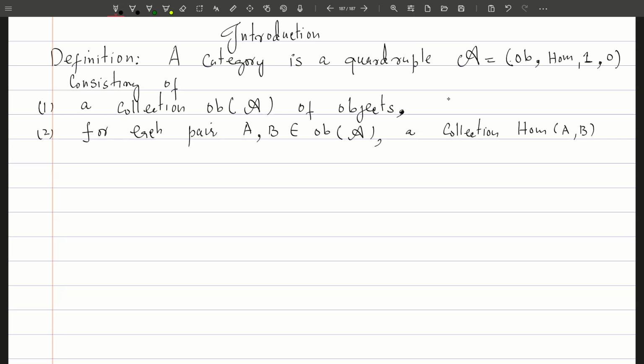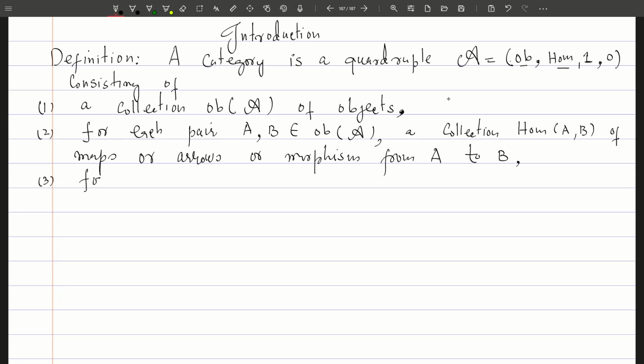This is a collection of maps, or sometimes we call these maps arrows or morphisms from A to B. Then we are done with OB, and we are done with hom. Now we have 1 here, and 1 stands for the identity map.